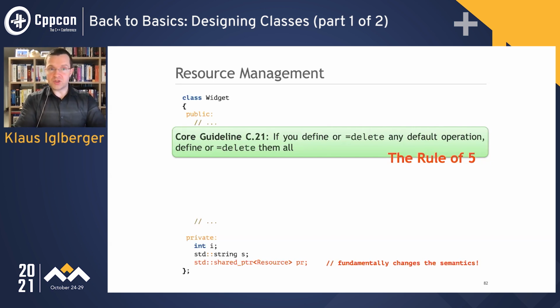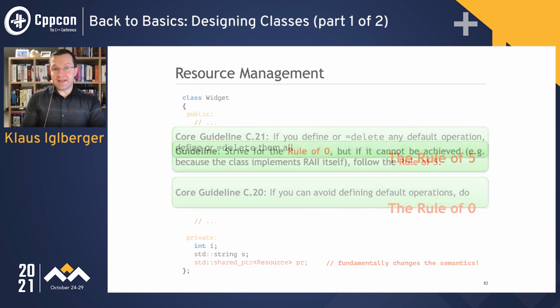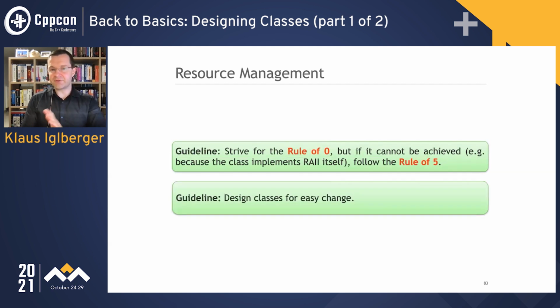Now, do you have one resource for a lot of widgets, or do you have one resource per widget? So first and foremost, you should express the correct semantics, and then try to strive for the rule of 0. So yes, the rule of 0 is the best thing you can do in order to have a simple and clean class, something where you don't have to write code, and therefore change is simple, but sometimes it's just a rule of 5 as a backup solution. Still, again, strive for the rule of 0, but if it cannot be achieved, then follow the rule of 5. And design classes for easy change.